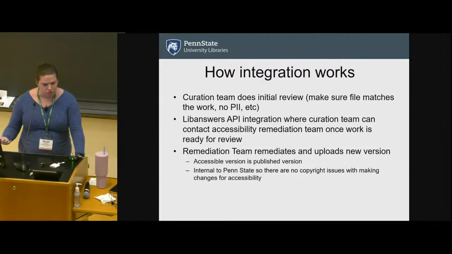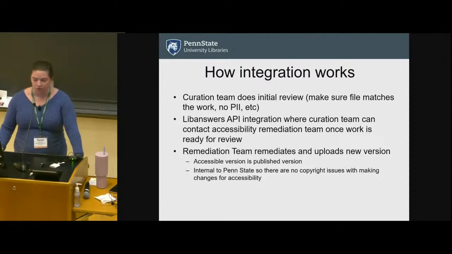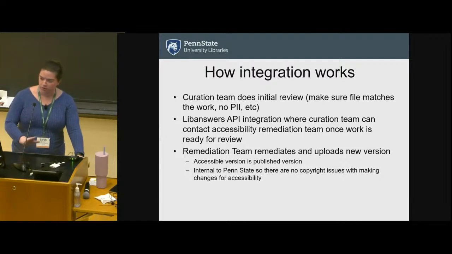They'll still human review some of those things that passed. As we've discussed a lot today, AI sometimes can be a little unreliable. So they'll still check it, but they know where they need to focus and where they can just do a quick review. So they'll upload a new version of the file. That version will be the published version, whether it means the V1 if it was requested, or a V2. Since it's internal to Penn State, there are not any copyright issues since it's specifically for accessibility changes.